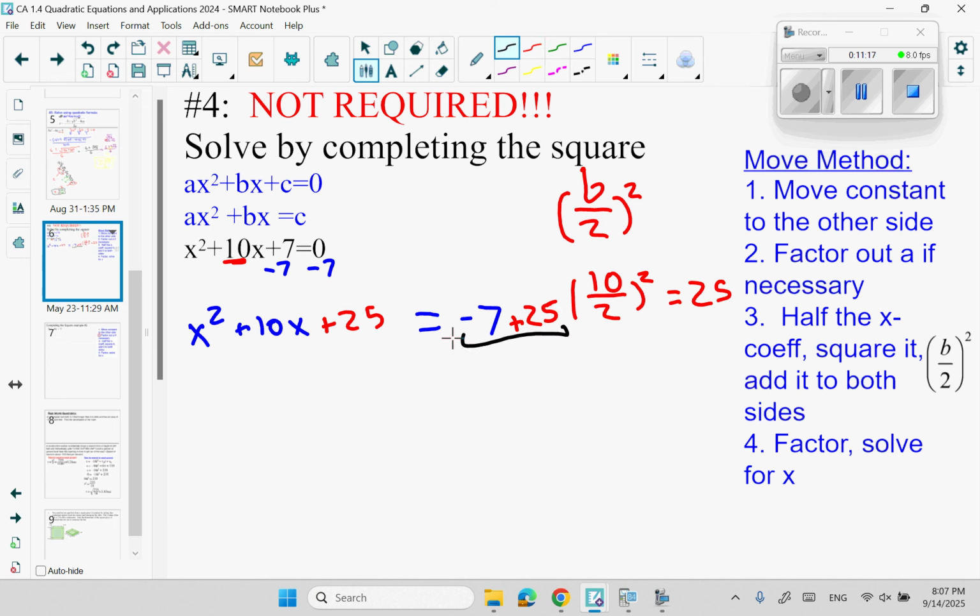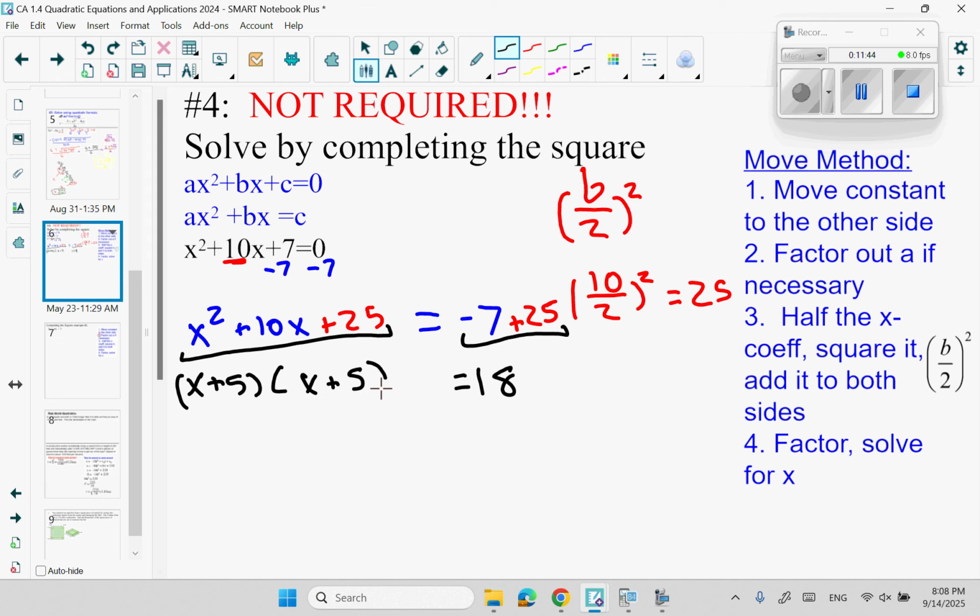This side's easy. I can just combine that into 18. This side is interesting. It's called completing the square because this actually now factors out perfectly. Because if I look at my original x squared plus 10x plus 7, that doesn't factor. Nothing multiplies to 7 that adds to 10. Well, now what multiplies to 25 adds to 10? That would of course be 5 and 5.